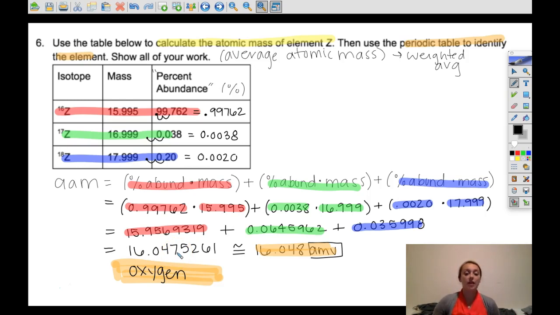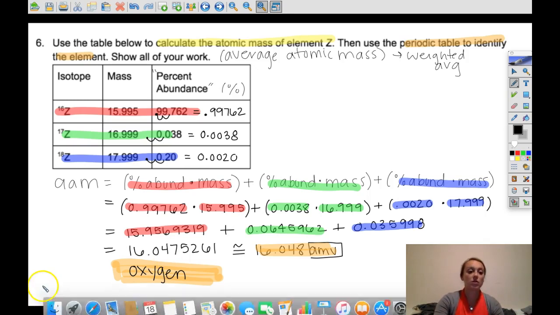Now, I understand that average atomic mass is a hard concept, but you guys are really smart, and I know you can do it. So try the next problem on your own, and then check in with me to check your answers when you see me next.